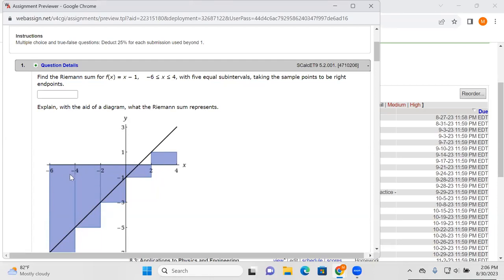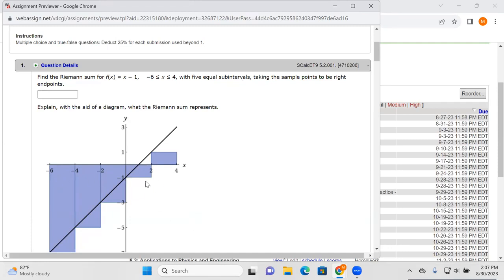So we're going to evaluate f of -4, f of -2, f of 0, f of 2, and f of 4, those to be the heights of our rectangles. The width of each rectangle is 2 because our whole domain was 10 units wide. We have 5 equal subintervals. Each subinterval is 2 units wide, which you can see in this picture.